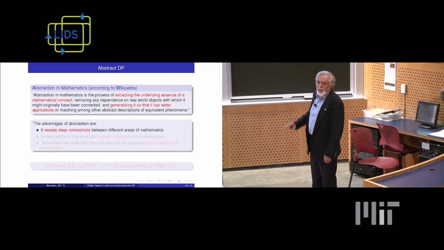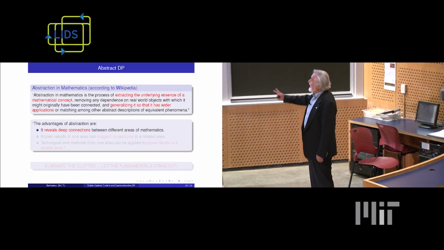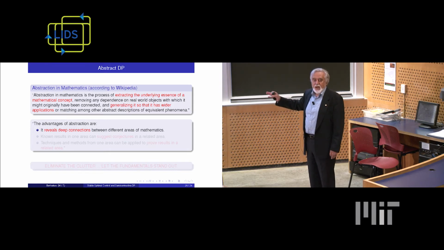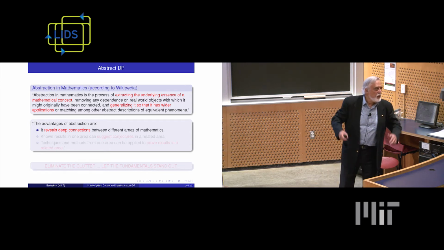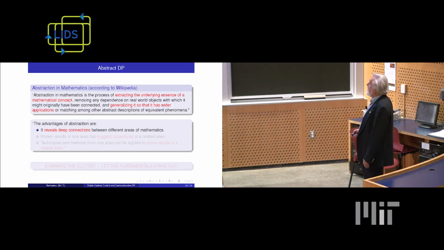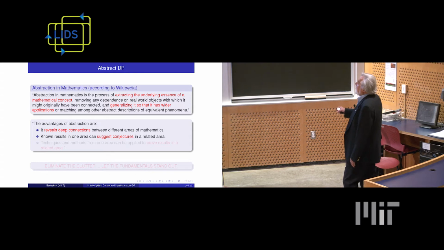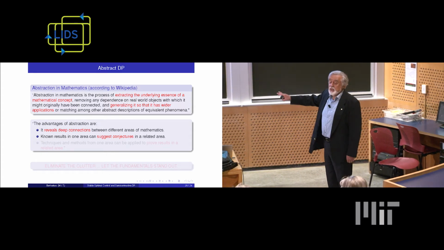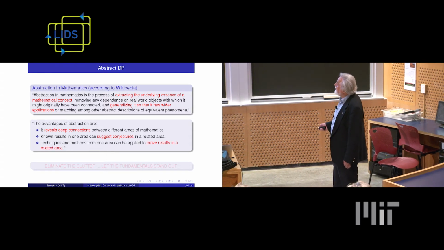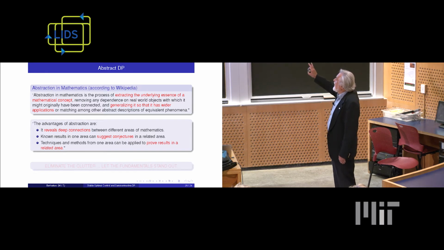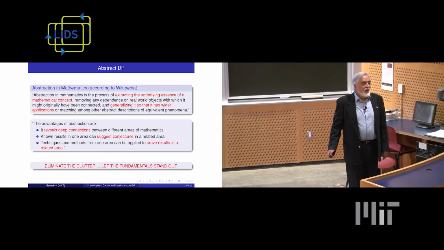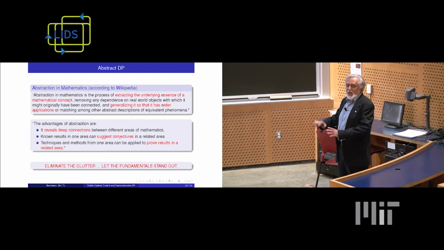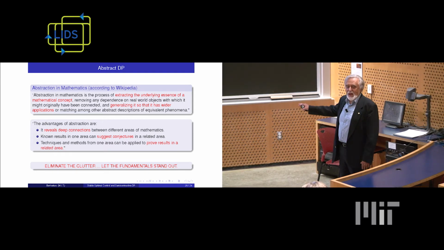And it also gives the advantages of abstraction. It reveals deep connections between different areas of mathematics. Areas of mathematics that share a structure are likely to give similar results. Known results in one area can suggest conjectures in a related area. Techniques and methods from one area can be applied to prove results in a related area. All of this can be summarized in what I've written here.